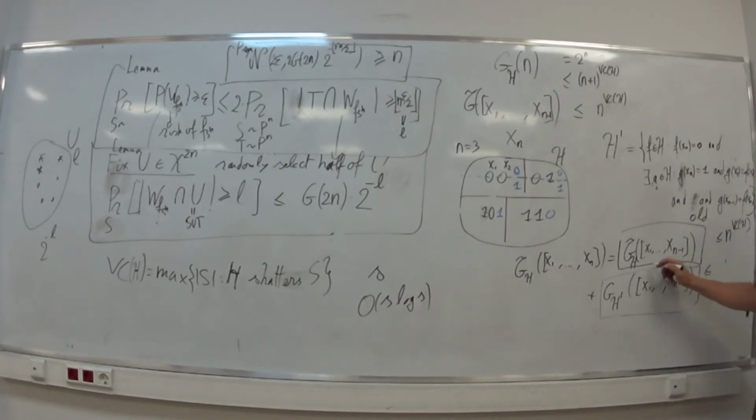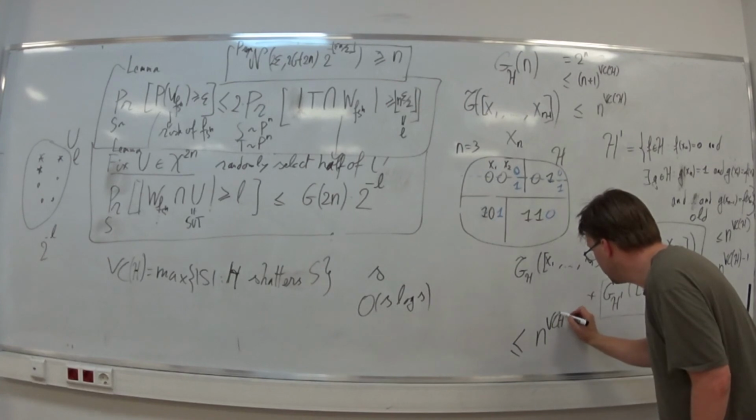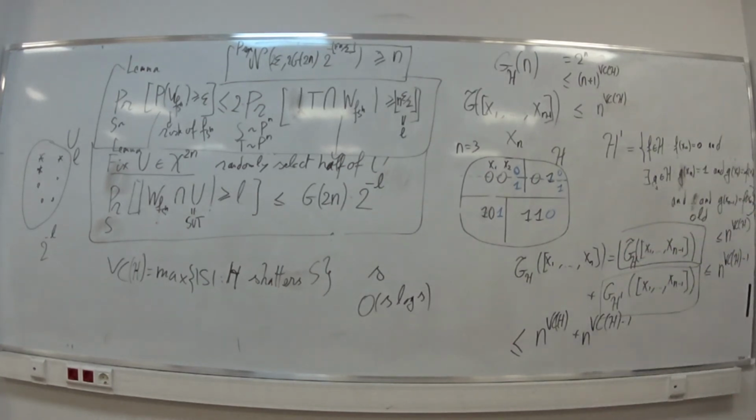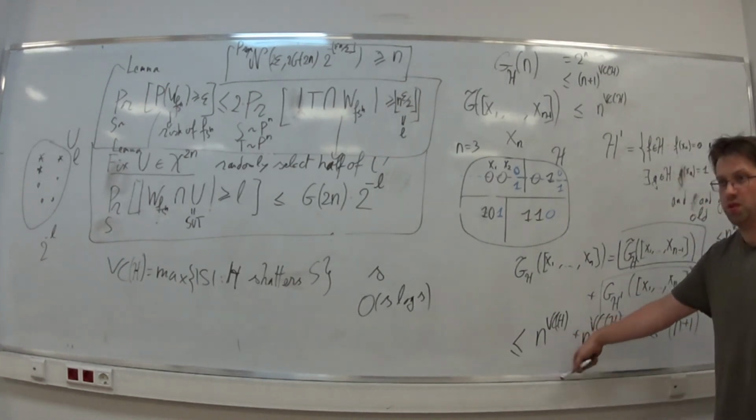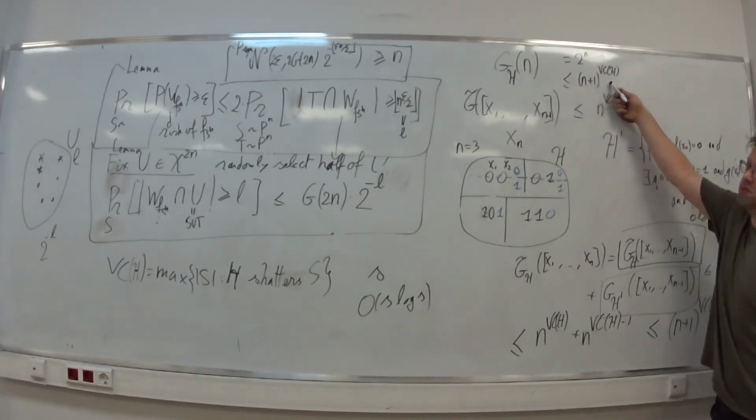Okay. So then this thing is bounded by n to the power VCh minus 1 by induction hypothesis. So here we have that this is bounded by n to the power VCh plus n to the power VCh minus 1. Okay? And this is bounded by n plus 1 to the power VCh. And so we get an n plus 1 we can put in the front, and then we only increase it. So that's the proof. That's a magical proof. n plus 1 to the power VCh.